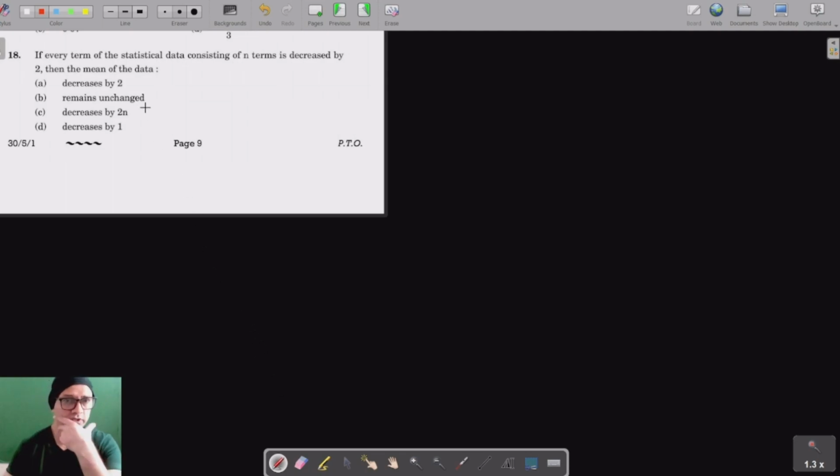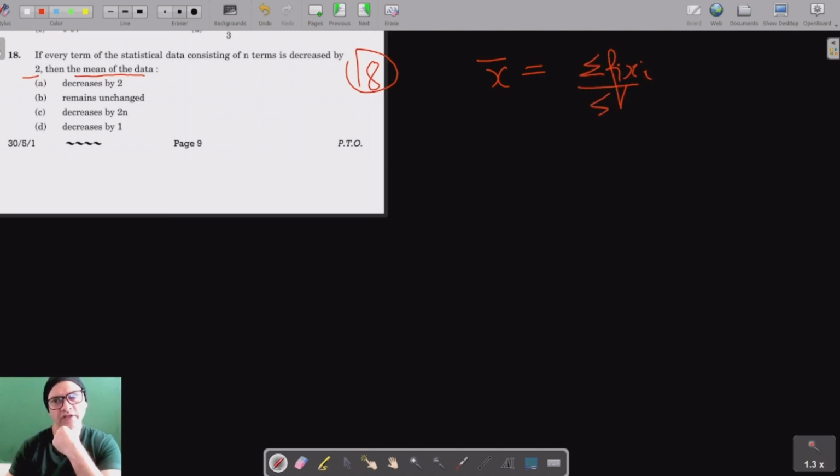Okay, for question number 18, it's given that every term of the statistical data consisting of n terms is decreased by 2. What would be the new mean? We know that the mean is given by the formula sigma fi xi upon sigma fi. Now all the terms are decreased by 2, so what would be the new mean?